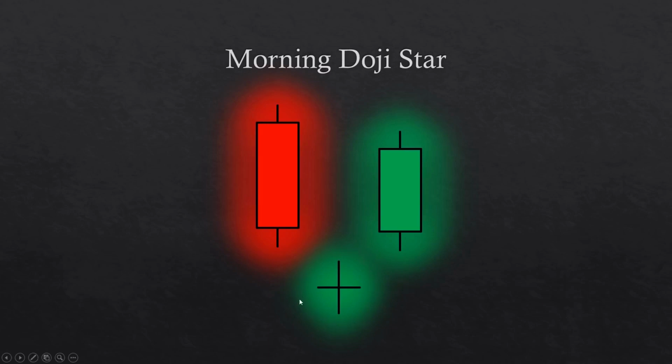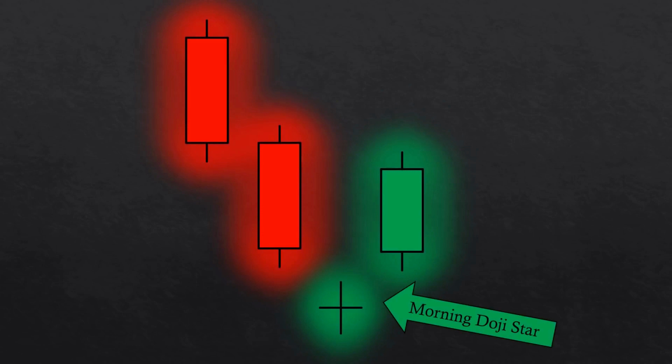In other words, the morning doji star is a slightly weaker signal than the morning star because a doji is a neutral pattern. However, the fact that the third candle in the pattern opens with a gap up and ends up being a larger bullish candle still makes the morning doji star a bullish reversal pattern. The morning doji star appears when price is going down in order to signal a reversal to the upside.